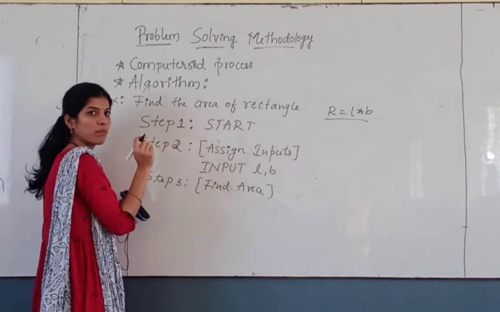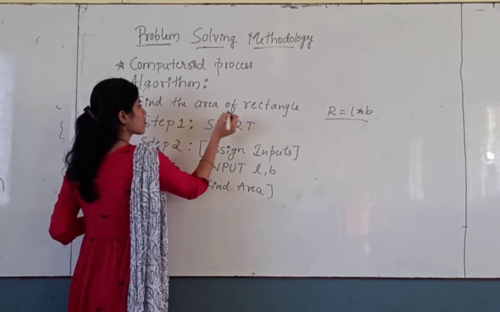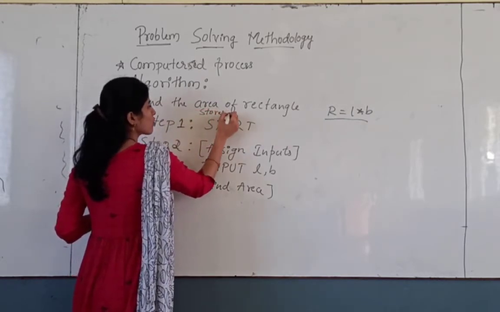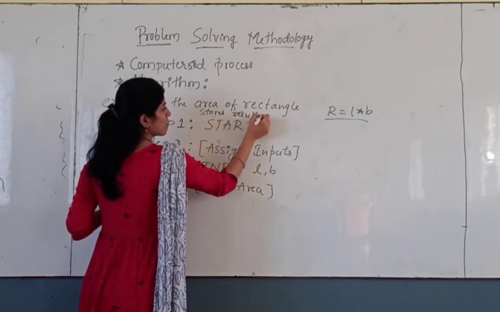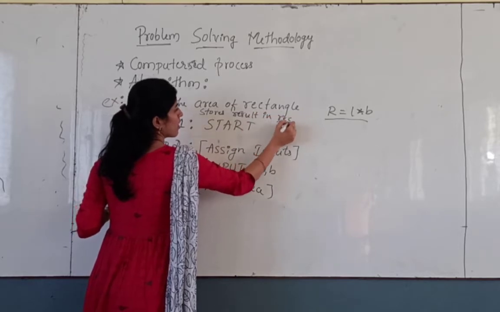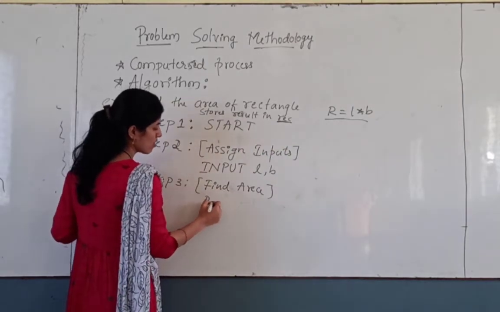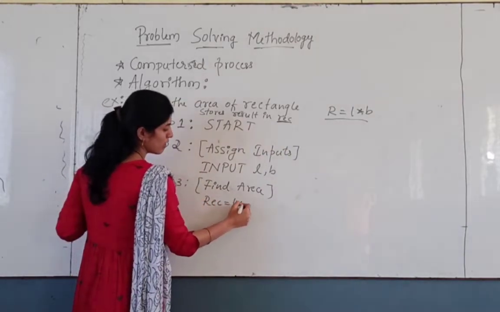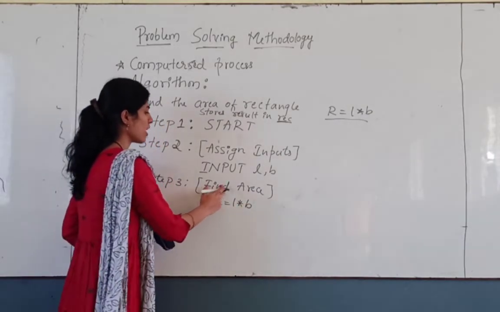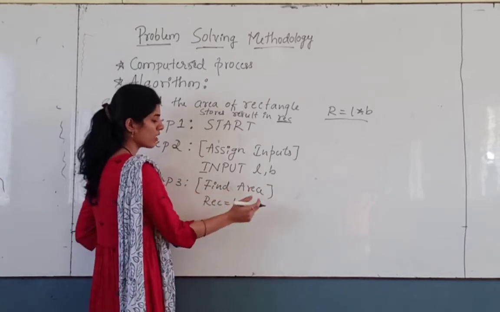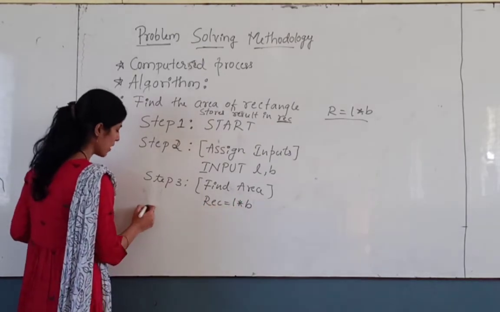If you mention a variable in the question, it means you store the result in this variable. So hence we have to take this only. So rectangle equal to L into B. Okay, this becomes our step 3. Find or calculate the area of the rectangle. So this is rectangle equal to L into B.